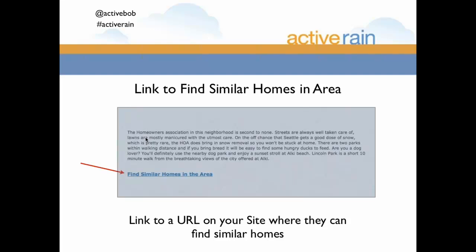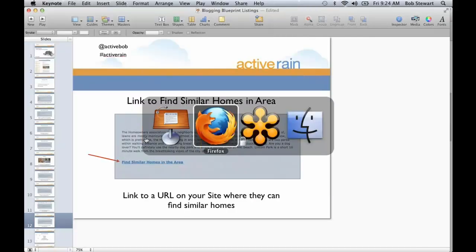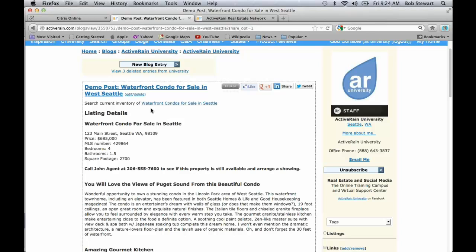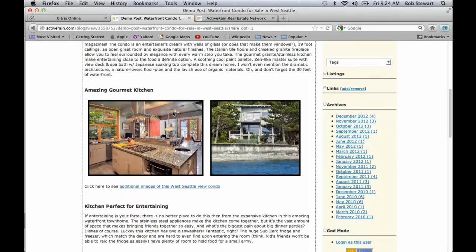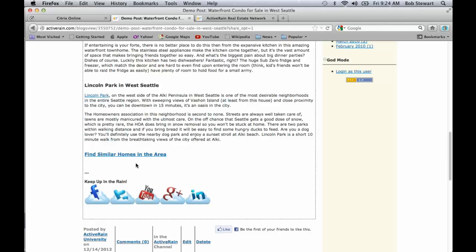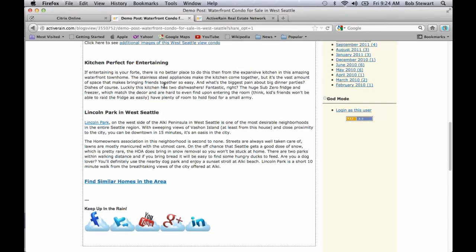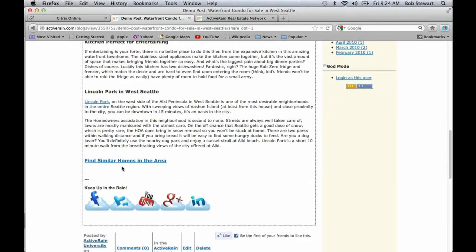Okay, the final piece of this is going to be another link for them to find similar homes in the area. At the very start of our blog post, we had a link for them to find other waterfront condos for sale in Seattle, because right when they get here, if they disqualify this and say, oh, this isn't the one I'm looking for, they can easily find other similar properties. After they've read through our particular listing, if something in here disqualified the listing, we want to make it real easy again for them to find similar properties in the area. And this is just driving them back to our IDX.